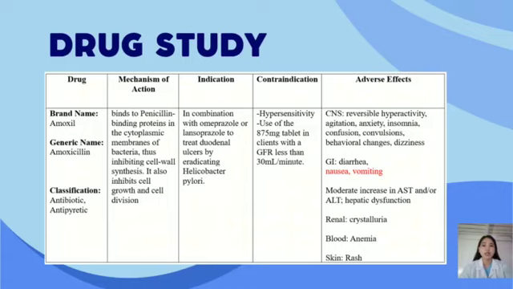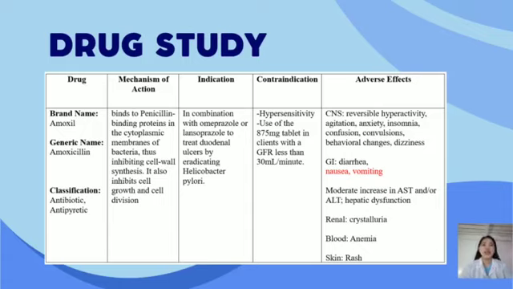So another drug is amoxicillin, under the classification of antibiotic and antipyretic. Its mechanism of action is that it binds to penicillin-binding proteins in the cytoplasmic membranes of bacteria, thus inhibiting cell wall synthesis. This drug also inhibits cell growth and cell division. Amoxicillin is indicated in combination with omeprazole or lansoprazole to treat duodenal ulcers or eradicate H. pylori. It is contraindicated for hypersensitivity to this drug and use of the 875 milligram tablet in clients with GFR less than 30 ml per minute.